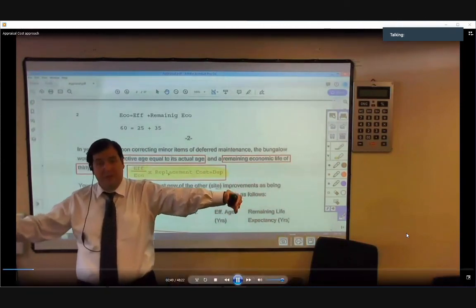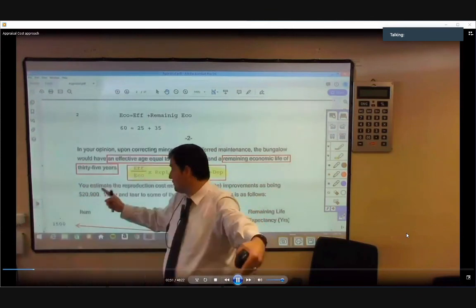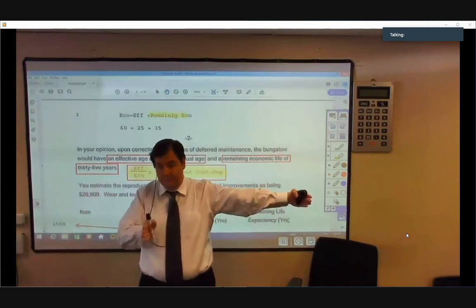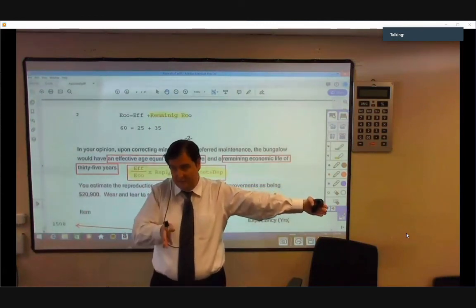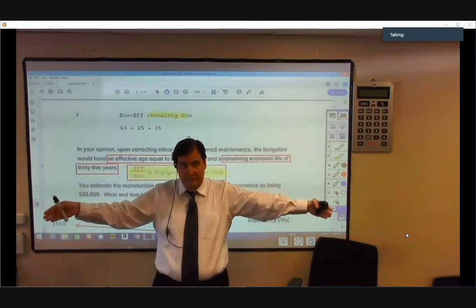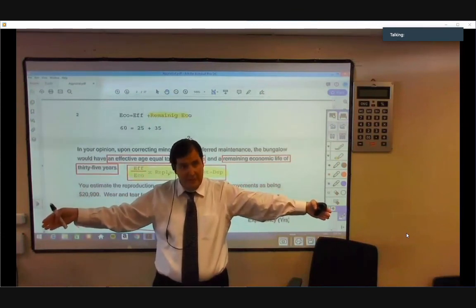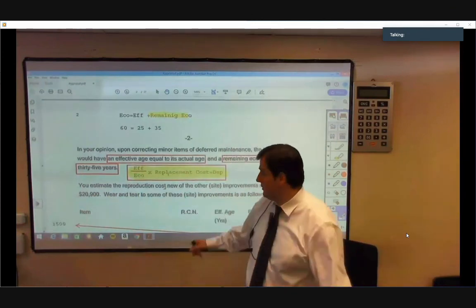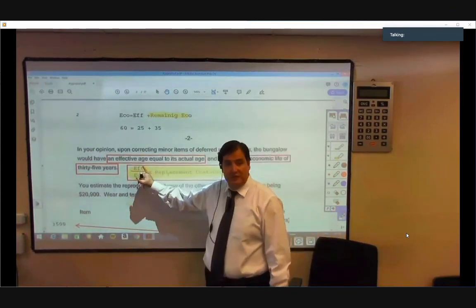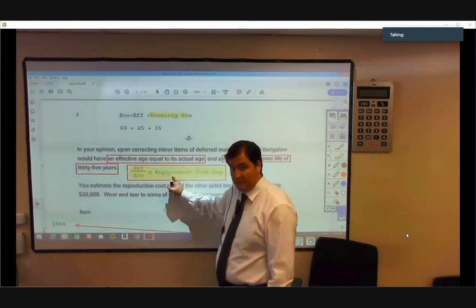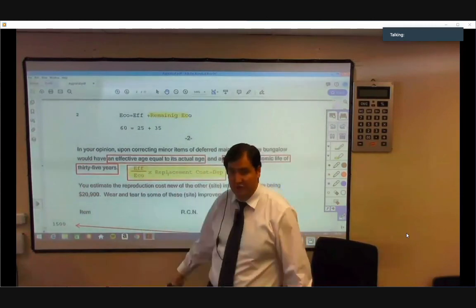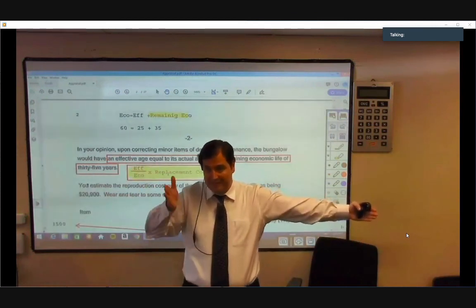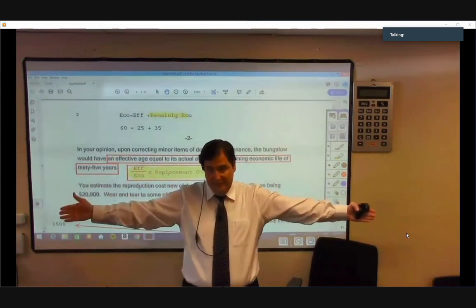Now, most of the time they don't give you that. They give you the remaining economic life of the house. So what's left? You have to add it to the effective age to get the economic life of the house. Did you get that? One more time. To calculate the depreciation, you need effective age divided by economic life multiplied by replacement cost. But most of the time they don't give you the economic life. They give you the remaining, what's left. So you have to add it to the effective age to get the economic life.